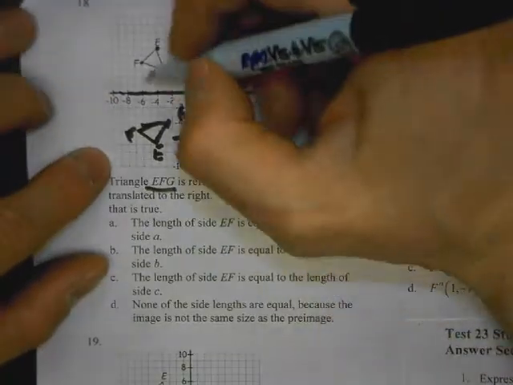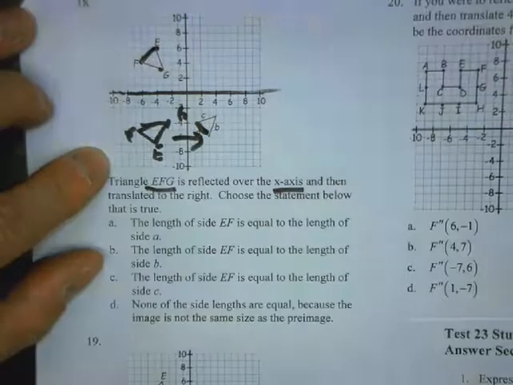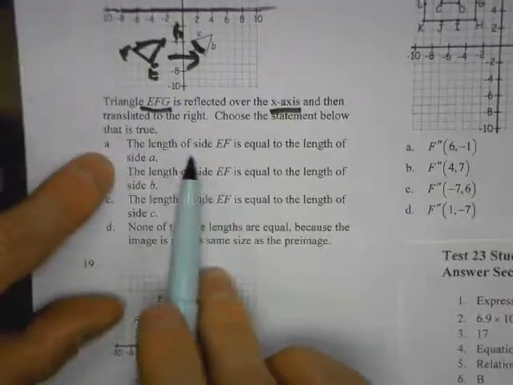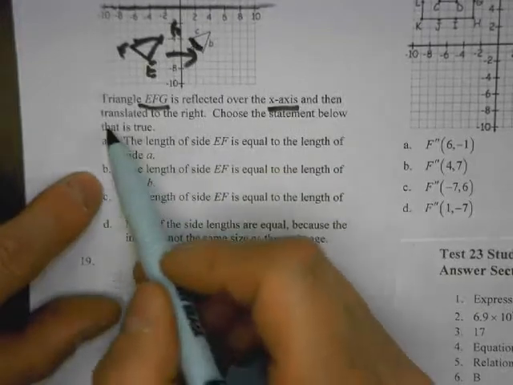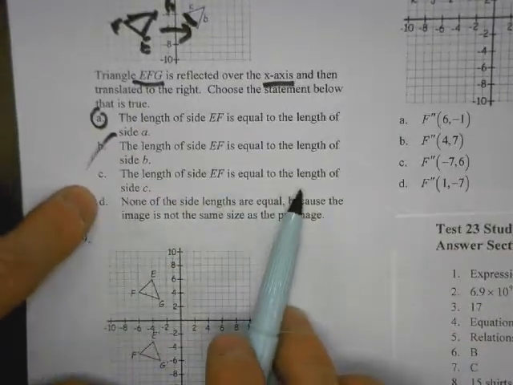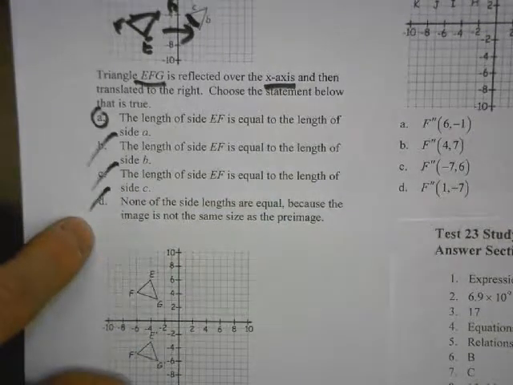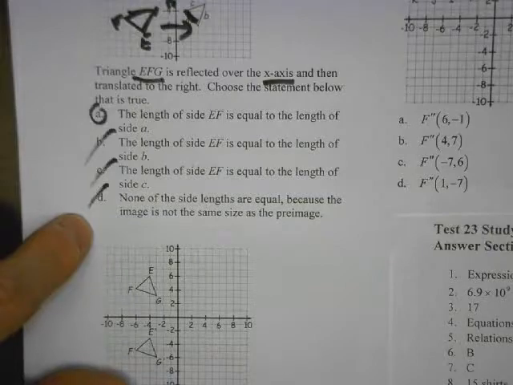So I can see that this side is the same as A, right there. The question says the length of EF equals side A. Yep. The length of EF is the same as B. Nope. EF equals the length of C. Nope. And none of the sides are equal. That's not true. That's never true unless it's a dilation. So the answer for that one had to be A.